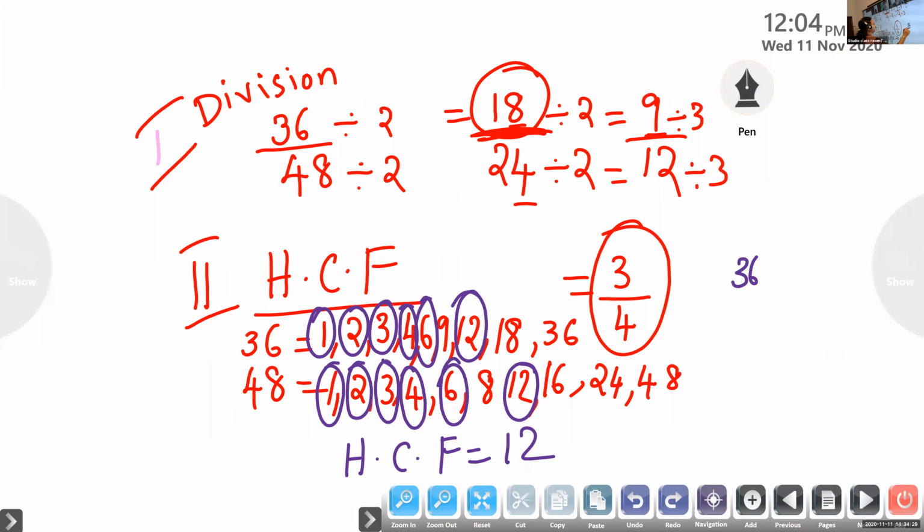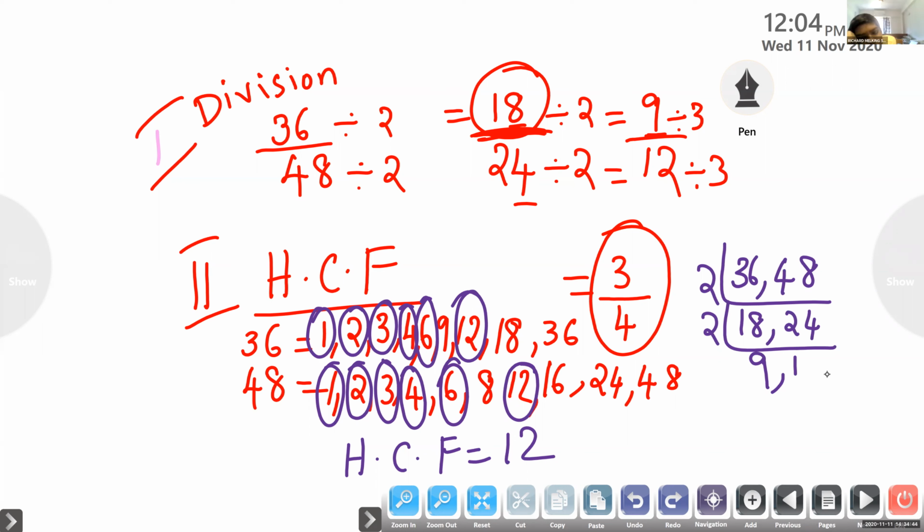We have done, children, 36, 48. So we'll start like this: 2 into 18 is 36, 2 into 24 is 48. Here again divide by 2: 9, 12. Again divide by 3. 3 into 3 is 9, 4 into 3 is 12. So 2 into 2 into 3, so 2 into 2 is 4, 4 into 3 is 12. So any method you use, you have to find out the HCF.